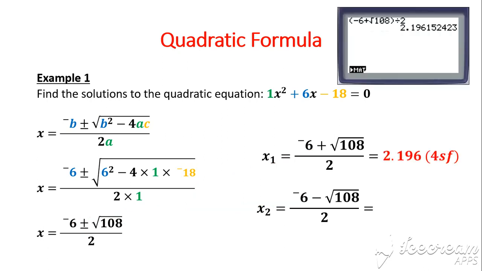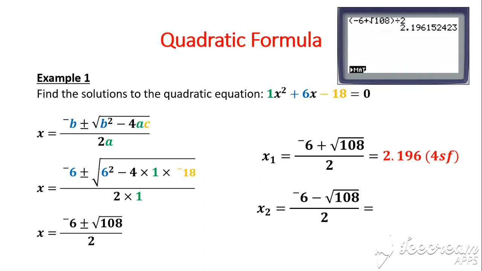Right, when I punch in the first number on my calculator, please use brackets around the top and go bracket negative 6 plus the square root of 108. Then I can close my brackets and divide it all by 2. And I get my number of 2.196, which I've rounded to 4 significant figures.